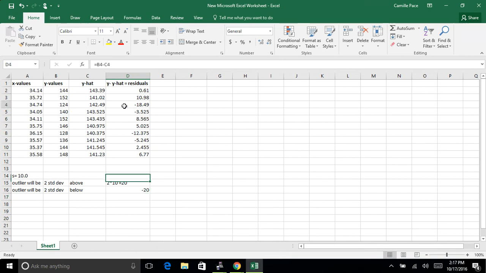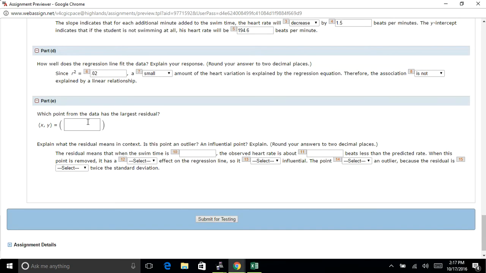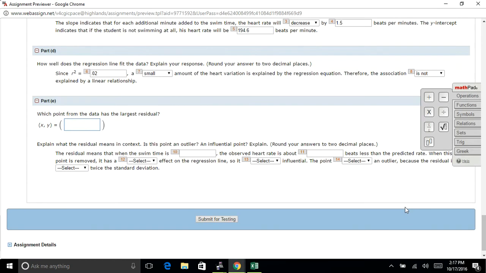So it almost looks like this one is close to it, correct? Because it's near the negative 18. An outlier is going to be 2 standard deviations below. A residual is one that's pulling out really, really far. So I'm going to say this one, my 34.74 and my 124. So I go back here and I'm going to put my exact value in.